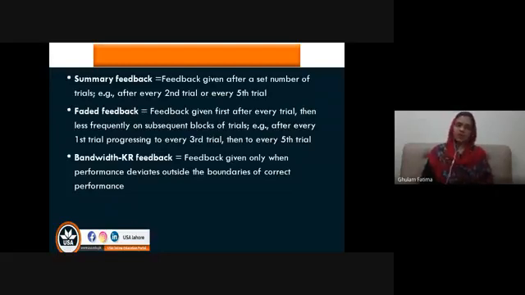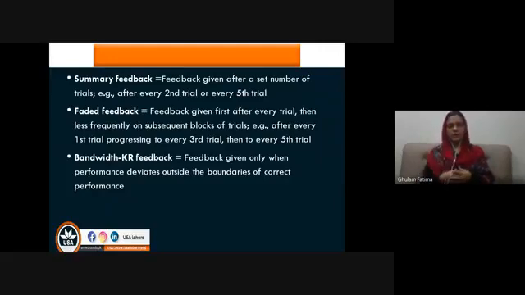Then there is another type of feedback that is called bandwidth KR feedback. KR is actually knowledge of result. So for knowledge of result feedback, we have two types of knowledge. Either we can have knowledge of result or we can have knowledge of performance. Knowledge of performance is based on how accurately you are performing a certain activity, and knowledge of result is based on the achievement of the goal.